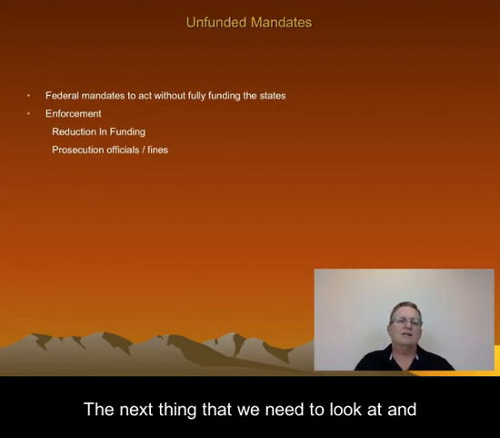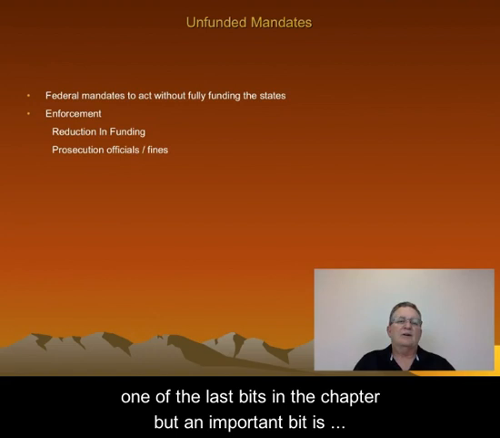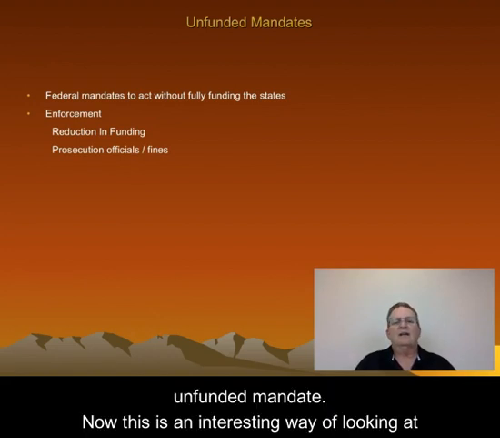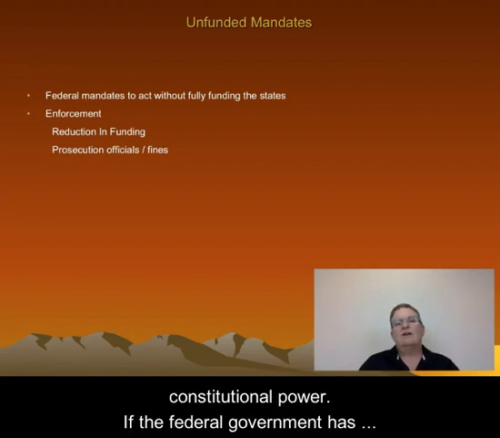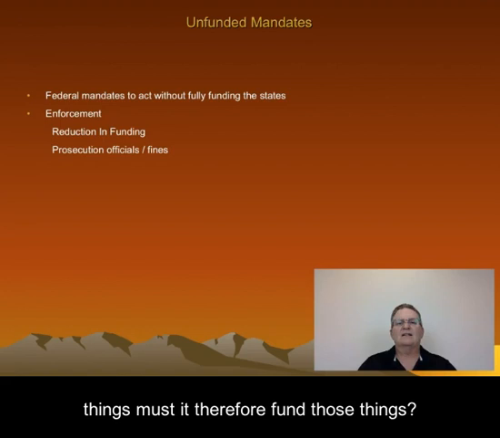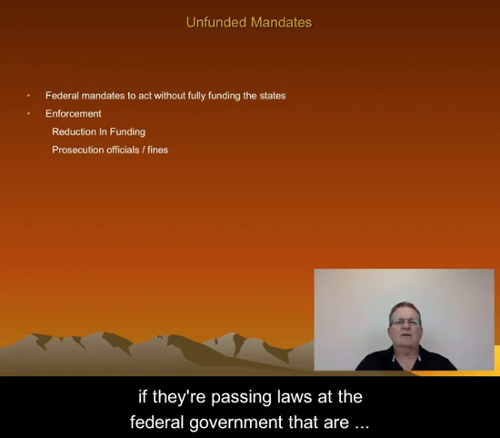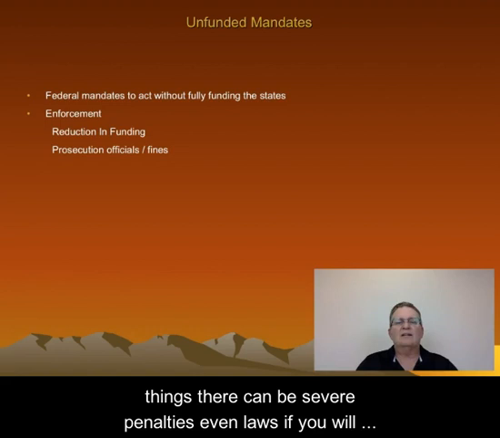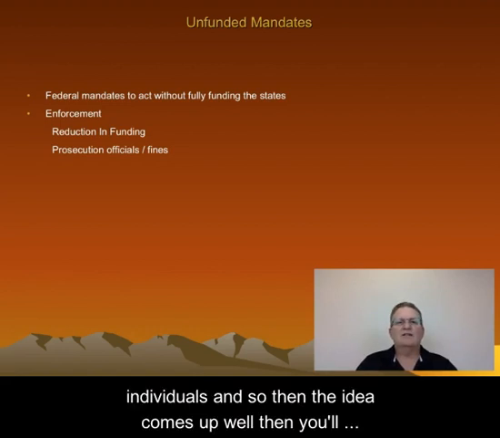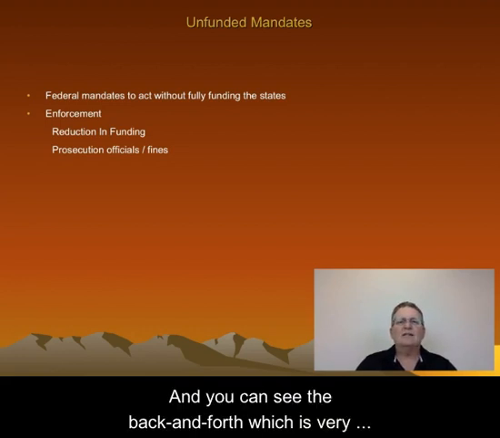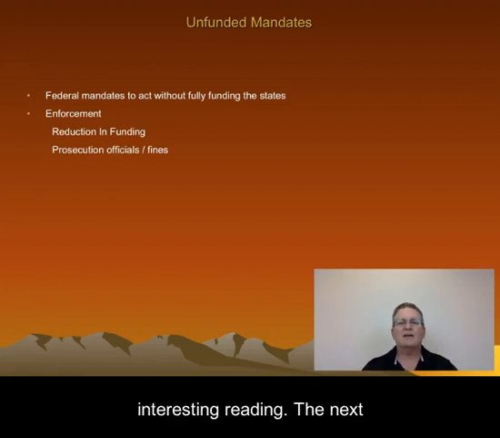The next thing that we need to look at, and one of the last bits in the chapter, but an important bit, is this idea of an unfunded mandate. Now, this is an interesting way of looking at constitutional power. If the federal government has the ability to mandate things, must it therefore fund those things? And this can be important because if they're passing laws at the federal government that are mandating these things, there can be severe penalties, even laws, if you will, and punishments to individuals. And so then the idea comes up, well, then you'll need to fund that, and you can see the back and forth, which is very interesting reading.